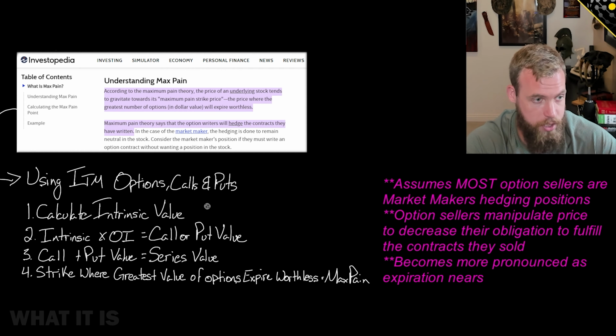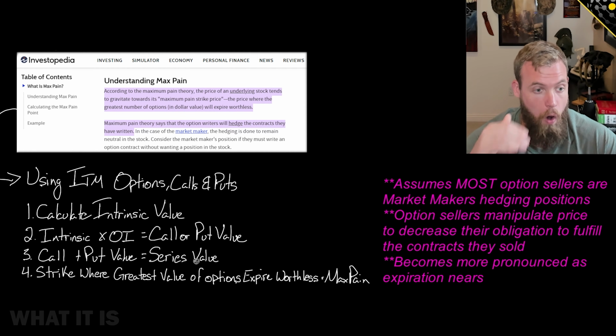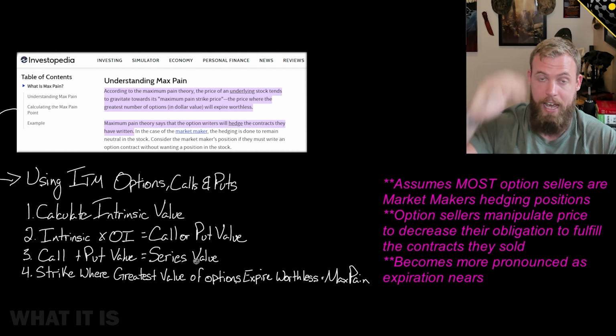Most things will give you a proxy for maximum pain, although they may or may not call it that. And I'll show you what that looks like in a second. But first, let's understand how it's calculated. What we need to do is understand the series value for all of the individual strikes in an expiration cycle.